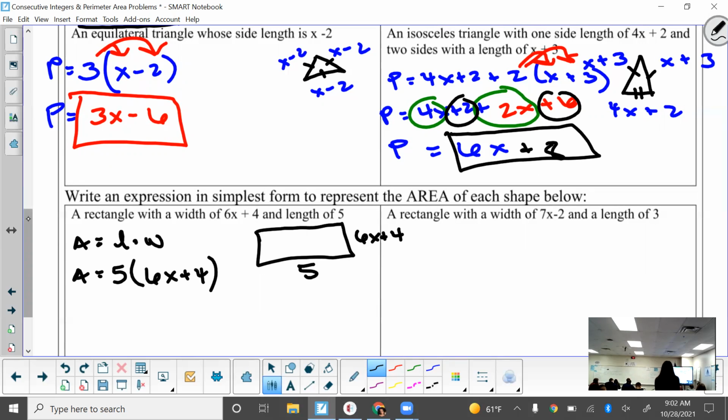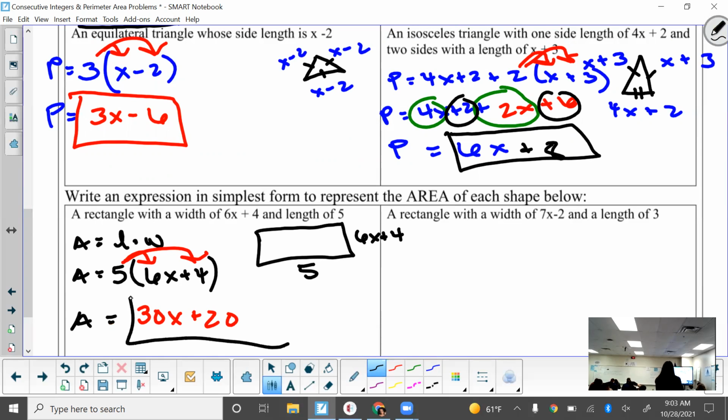All right, now how can I make it simplest form? Good, and what do I get when I distribute? Plus 20. And then do I have to do more to simplify it? No, it's in simplest form. So no like terms that we need to combine. We are finished. Go ahead and try the next one. So a rectangle with a width of 7x minus 2 and a length of 3. And you're looking for the area this time.